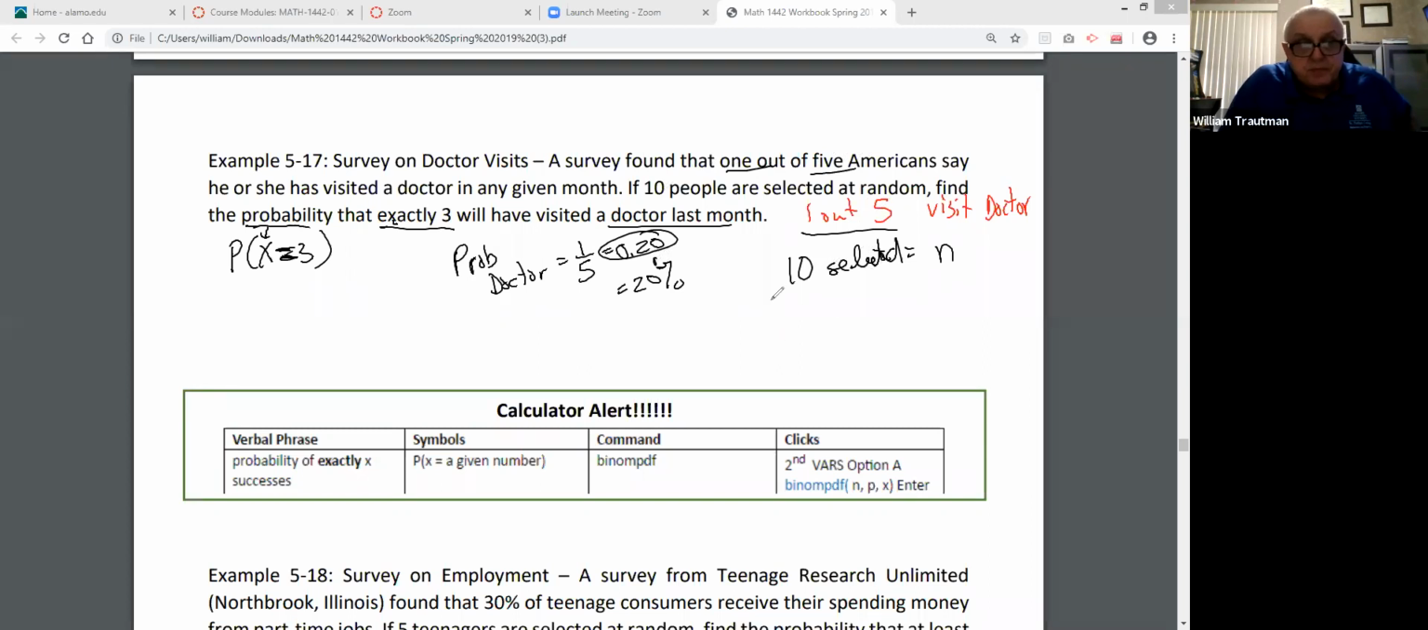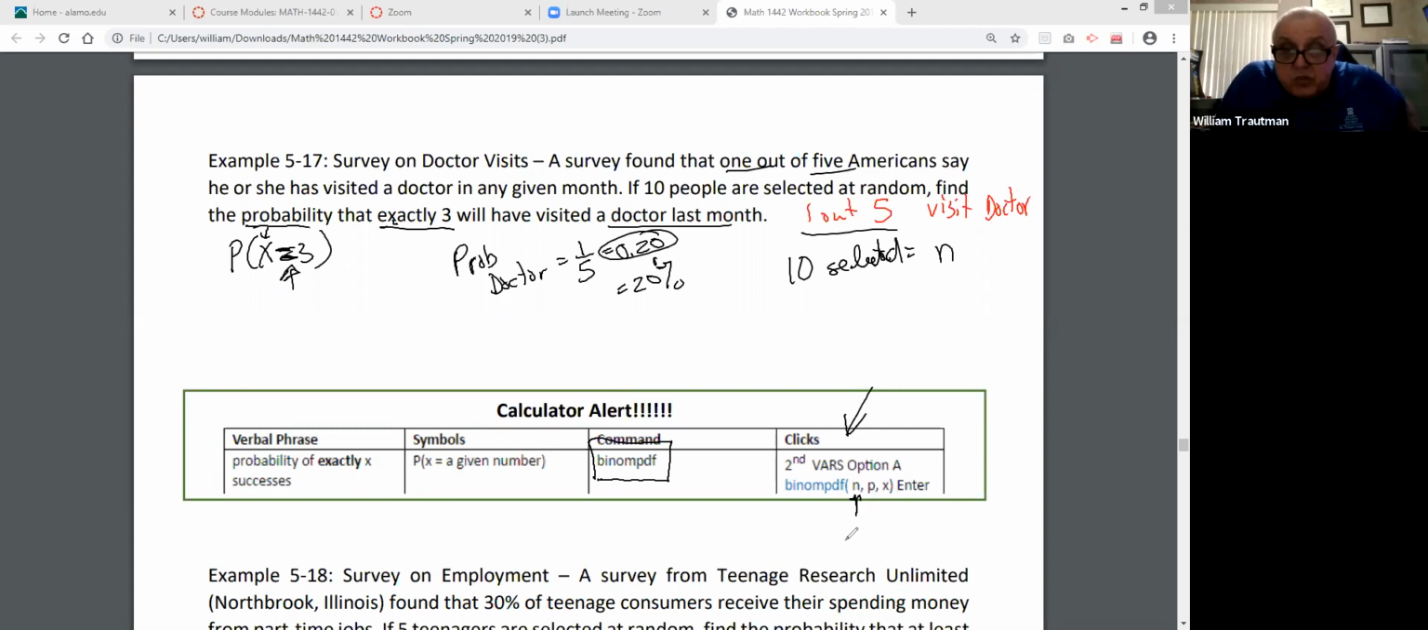So when they say exactly or equals a number, sometimes they're going to say greater than, sometimes they're going to say less. When they say exactly or equals, we're using on our calculator something called Binomial Pdf. We're using Binomial Pdf. And once again, if we look here, it even tells us what to click. Second vars, option A, Binomial Pdf.